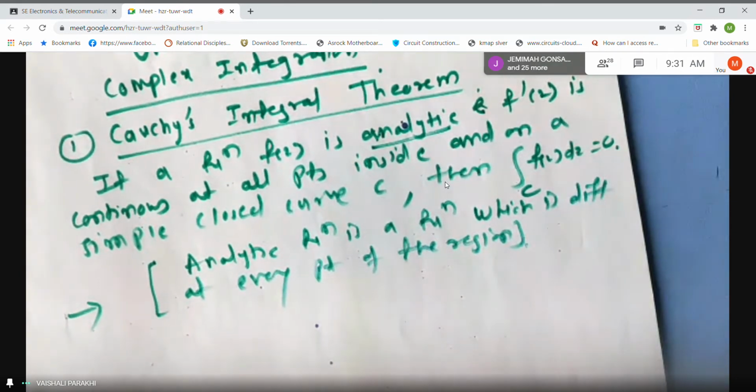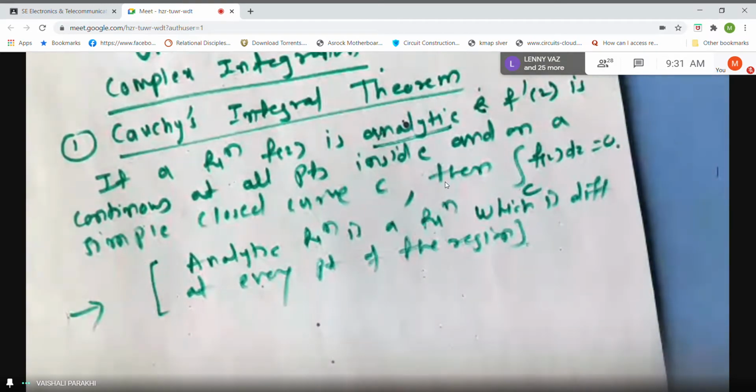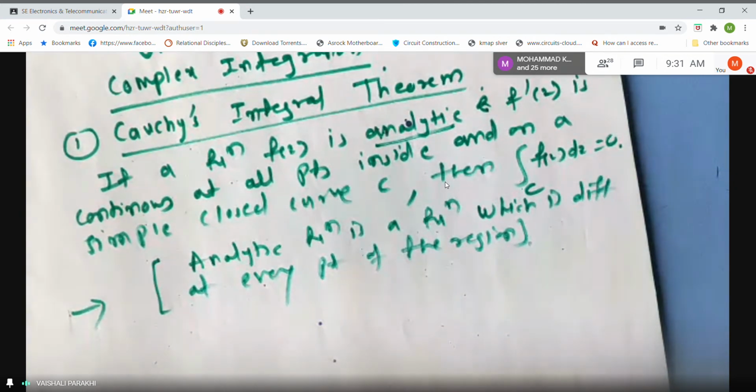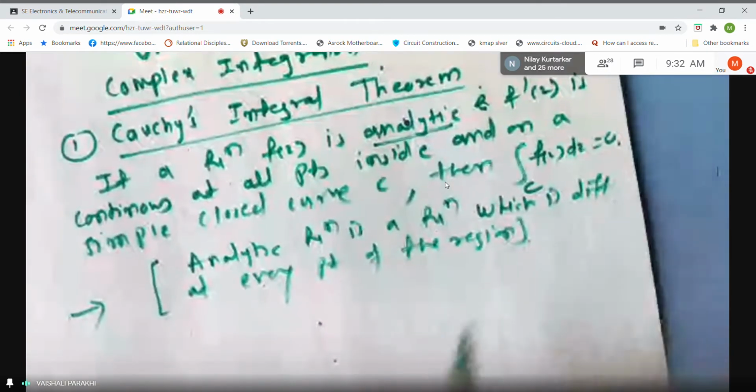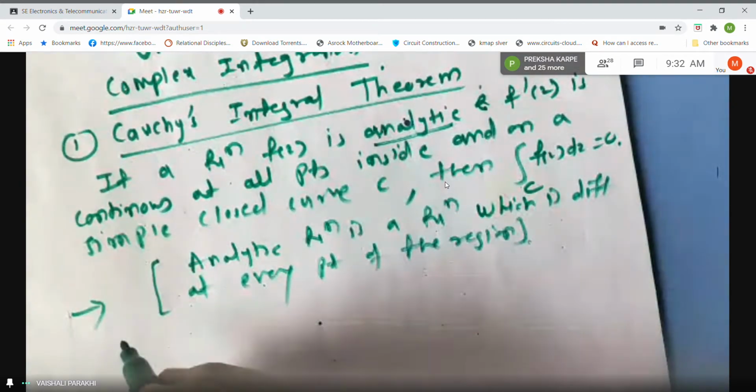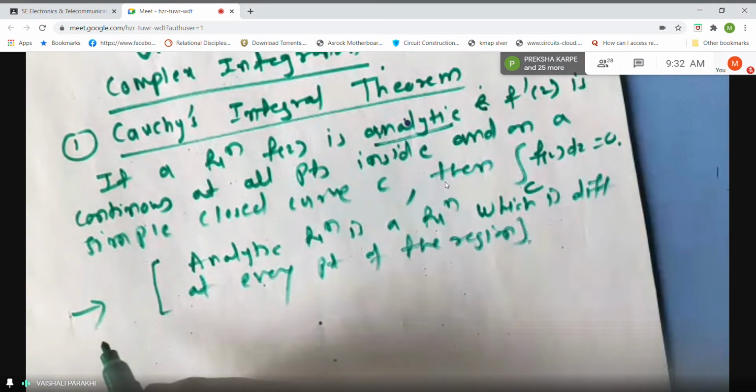Now see, students, to check whether the function is analytic or not, we use Cauchy-Riemann equations. So wherever required, I will mention that also. Basically at this point, you remember that if the function is analytic, means if the function is differentiable at every point and its derivative is continuous at all points inside and on the closed curve C, then this integral goes to 0 directly. Okay, students? Now let us see what type of examples come.